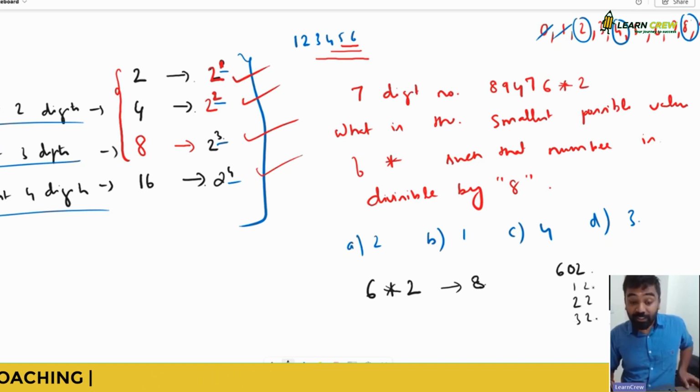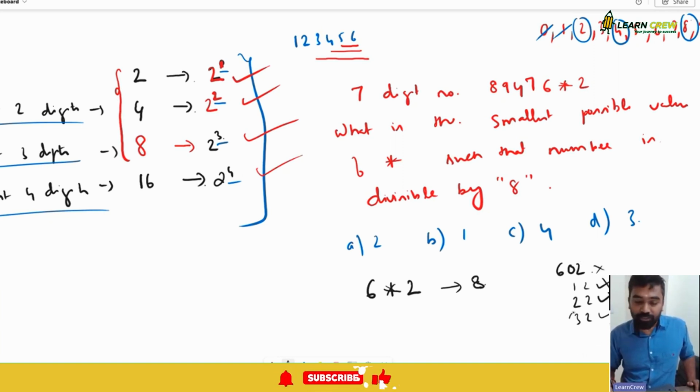32, yes, this is a multiple of 8. Obviously, 22 is not a multiple of 8. 12 is not a multiple, 02 is not a multiple. So all these are not there. So obviously the answer should be 3. This is the smallest possible value.